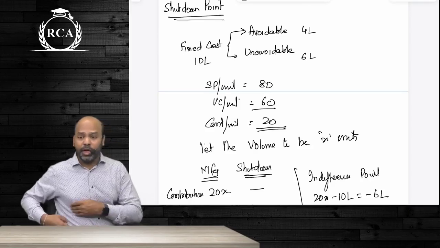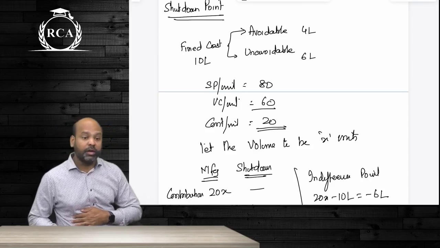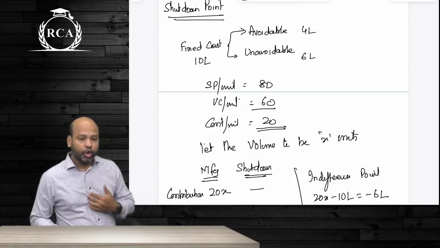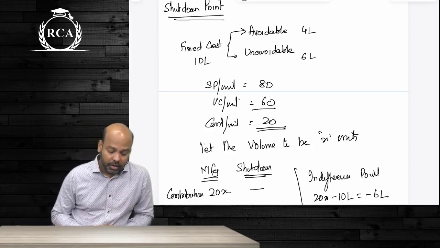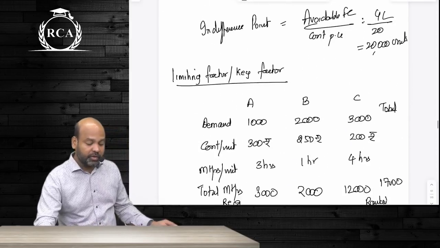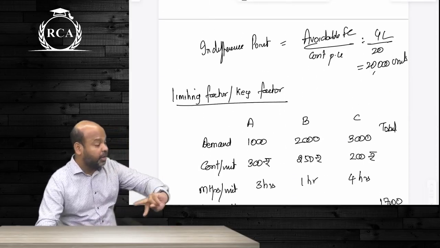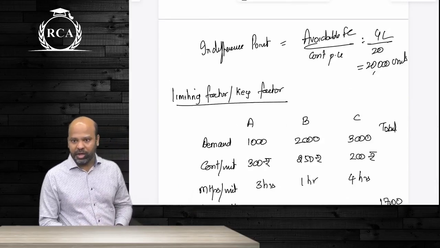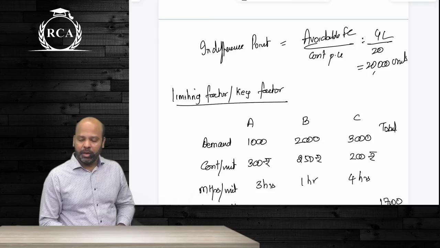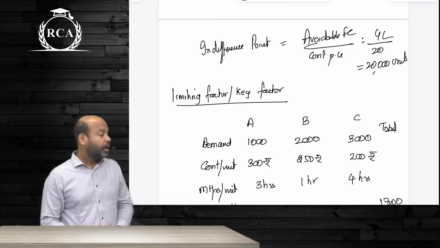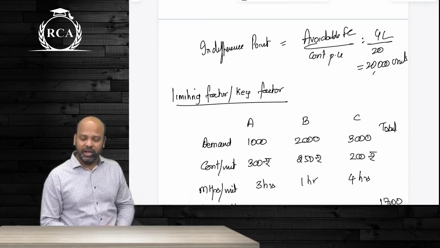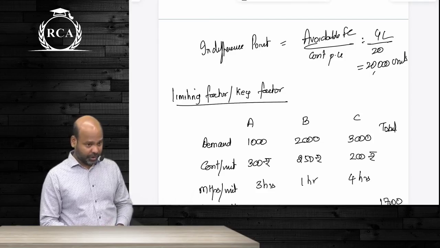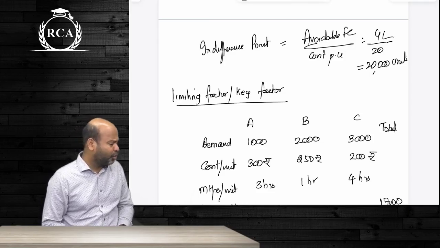That is why, in order to get the point of indifference, guys, you will write avoidable fixed cost divided by contribution per unit. This becomes your shutdown point. This is the volume at which you will be indifferent between shutting down the business for a temporary period or manufacturing. If the expected volume is greater than the indifference point, you will always select the manufacturing option. If the expected volume is less than the shutdown point, you will shut down.